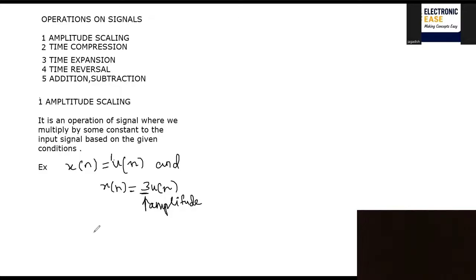So whenever you are sketching a signal, sketch it properly. That is, your x of n is u of n. So x of n is u of n means what is that? From 0 to n, the amplitude is, tell me students, respond, why are all silent? One day class not taken means you are not telling. So the amplitude is what? From 0 to infinity, what is the amplitude?